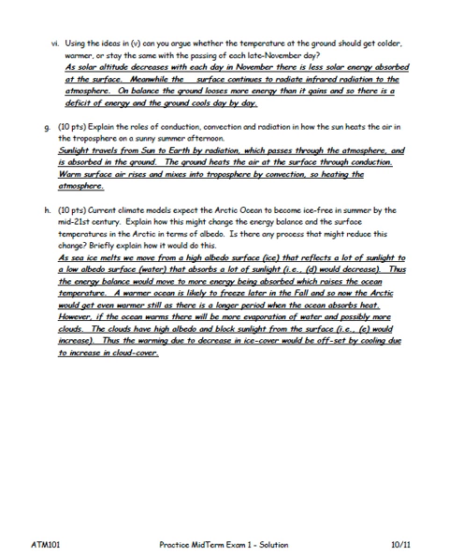Problem 3G. Explain the roles of conduction, convection, and radiation and how the sun heats the air in the troposphere on a sunny summer afternoon. Conduction, convection, and radiation are the 3 methods in which energy is transferred.